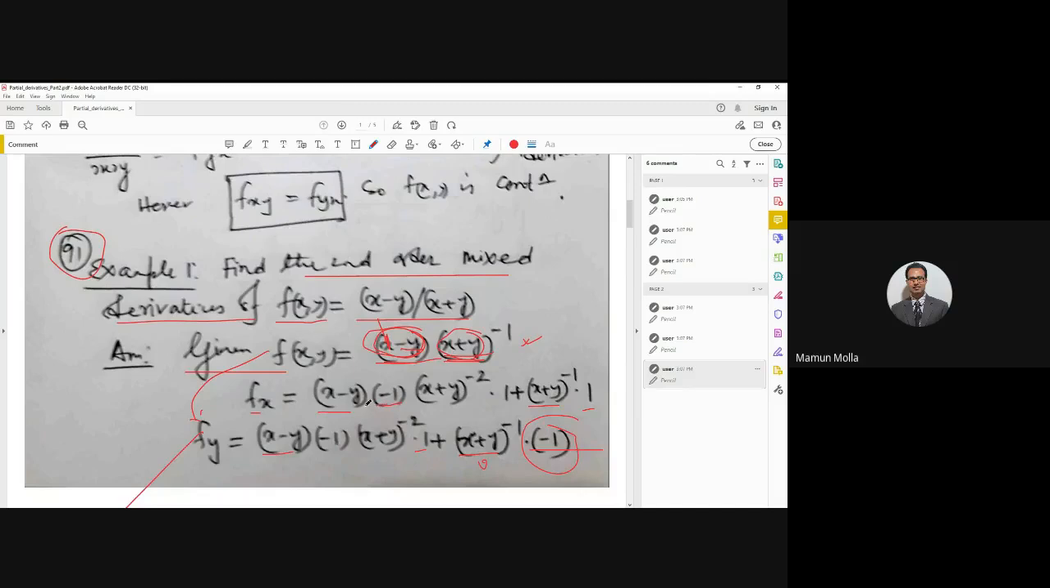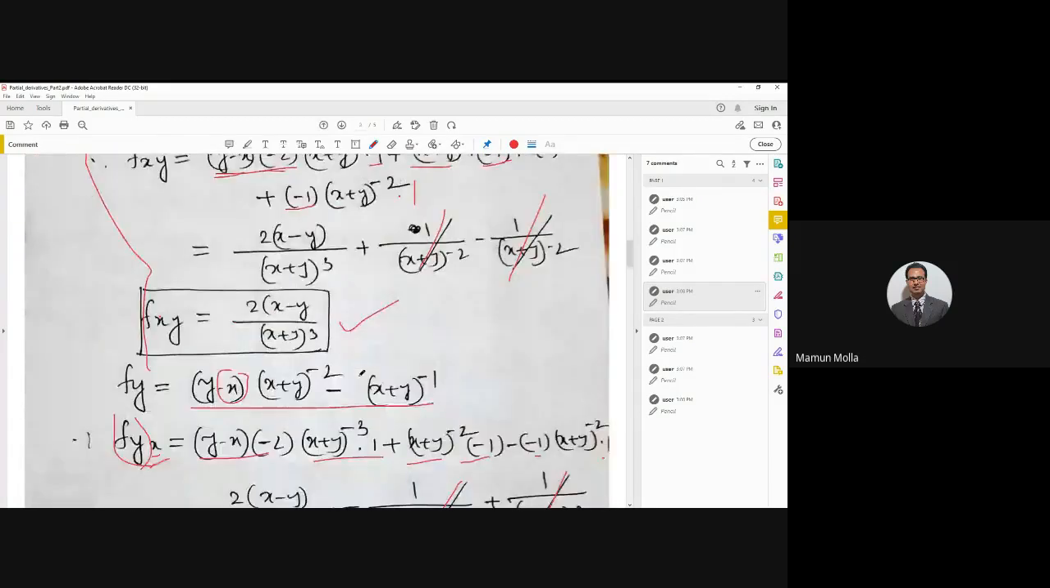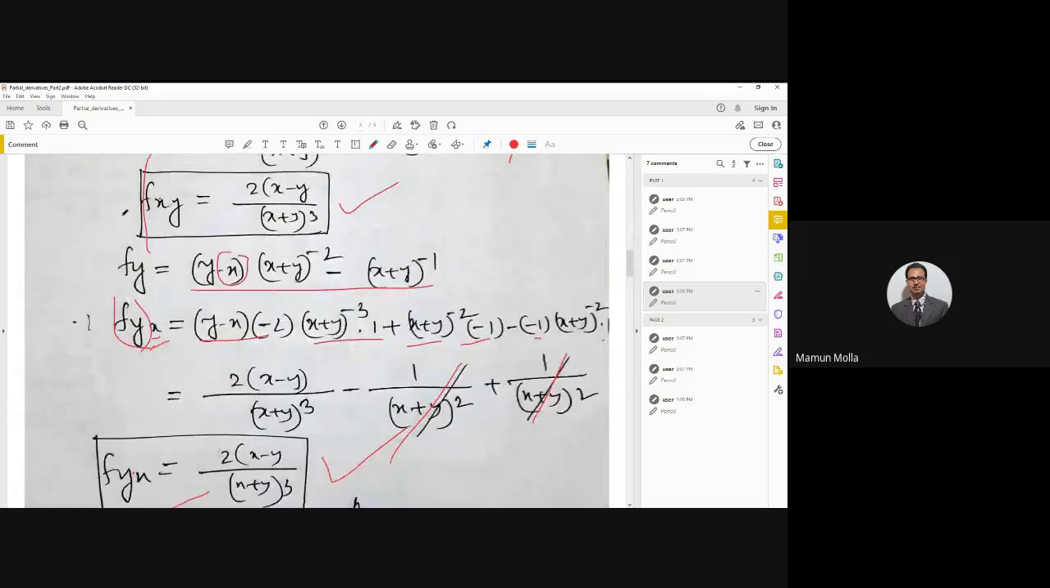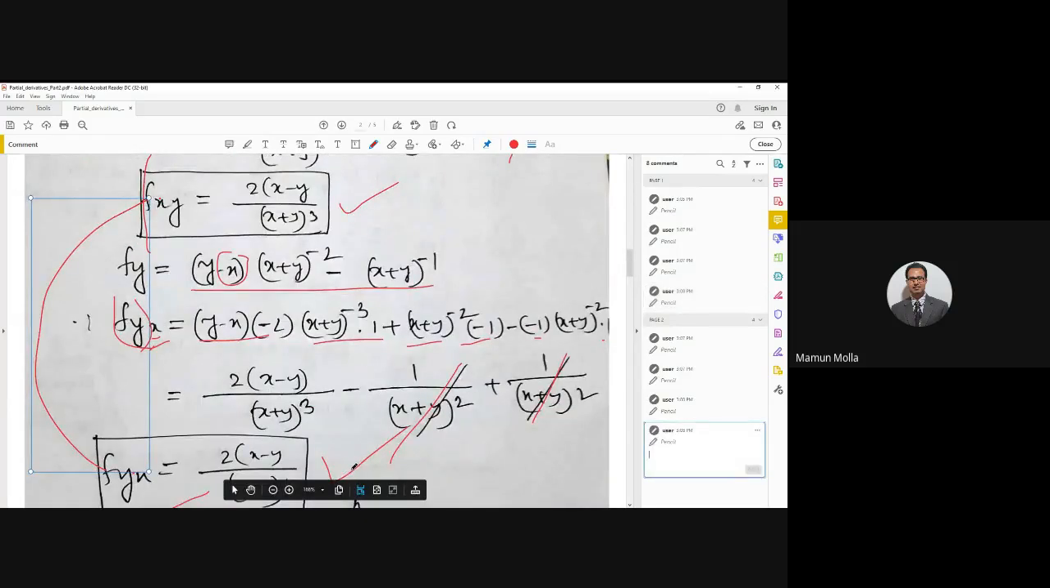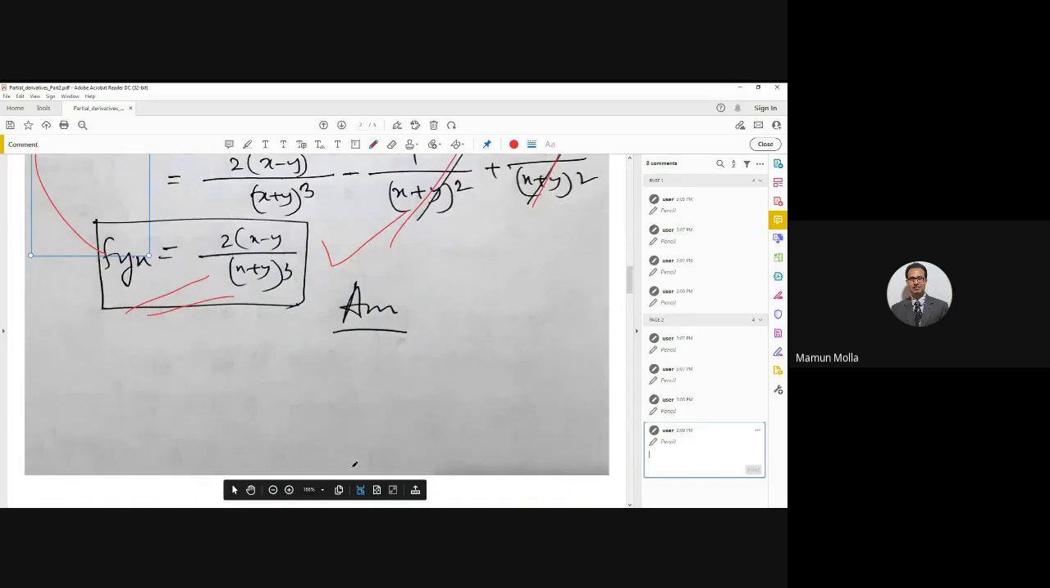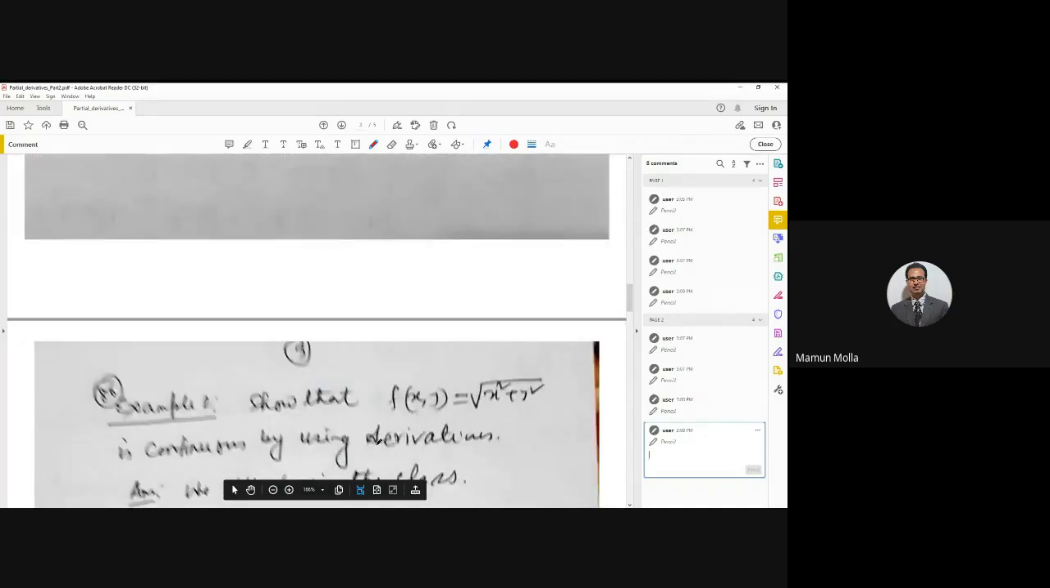But in the exam I might ask you to show that this function is continuous by using derivatives. Then you have to do the same thing. Finally, you have to make the conclusion: since both mixed order derivatives are the same, the given function is continuous. Is it clear? Yes, sir.